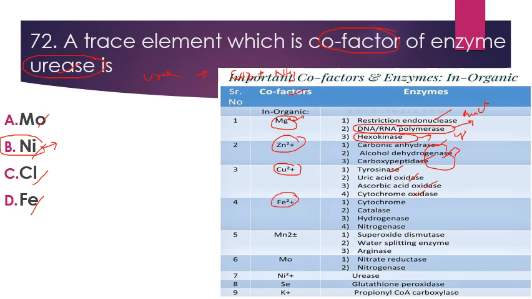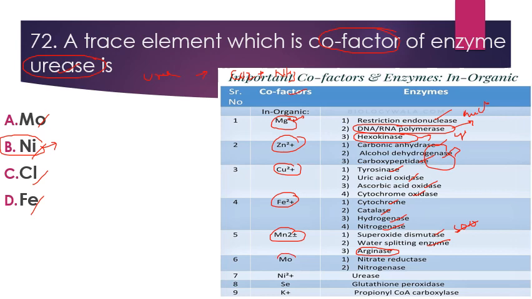Then iron, this is used in enzymes like cytochrome, catalase, hydrogenase, nitrogenase enzyme. Manganese ions are used as cofactor in enzymes like superoxide dismutase, then water splitting enzyme and arginase.